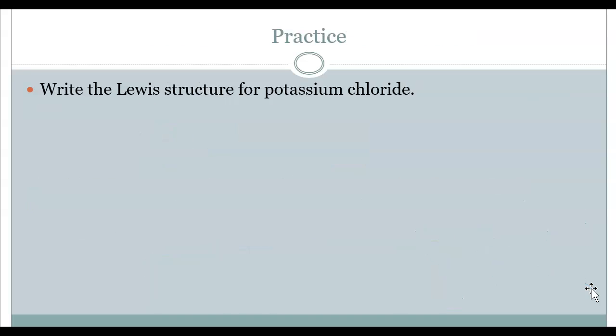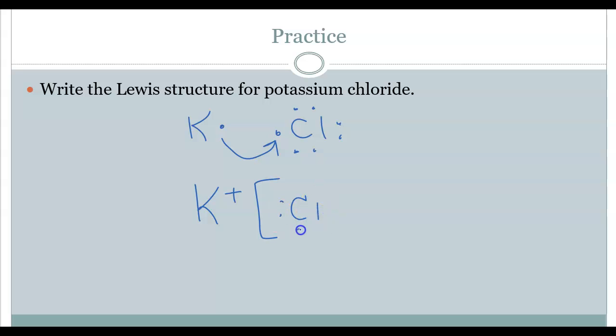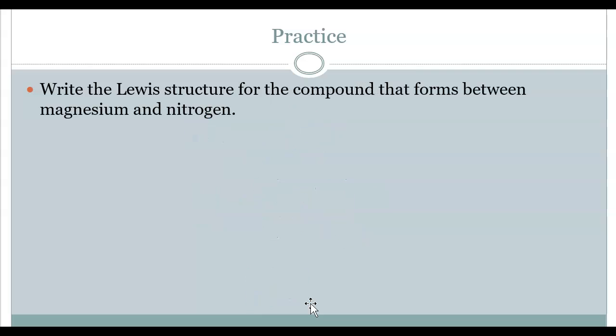Alright, so let's go ahead and practice. So go ahead and draw the Lewis structure for potassium chloride. So what you should start with is our Lewis dot diagram for potassium, and then for chlorine, which is a halogen, and so it will have 7 valence electrons. So potassium will give one of its electrons to chlorine. So we'd have potassium plus the anion in brackets as minus, and the formula for this would be KCl. So go ahead and try this one. You can pause the video and then unpause it to see the answer.